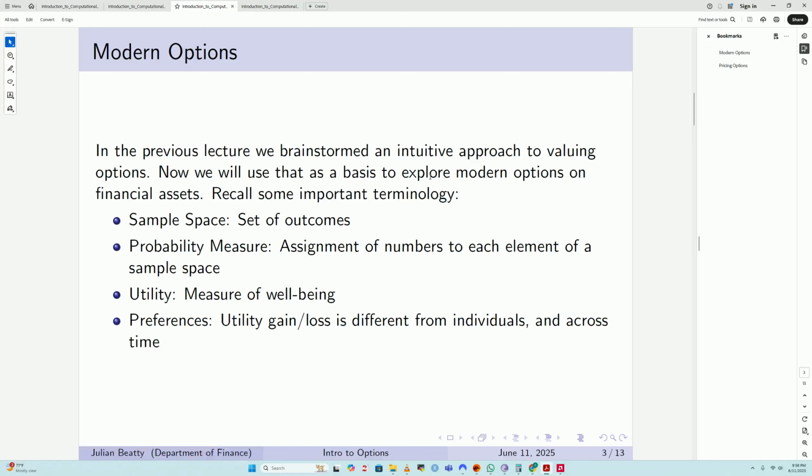In the previous lecture, we talked about things like a sample space, which you can think of as a set of possible outcomes. And then we talked about a probability measure, which is the way you assign each of these outcomes a specific number. Then we talked about utility, which is going to be very important as a measure of well-being. And then, of course, preferences, which is that each individual across time may have different versions of utility for the same outcome.